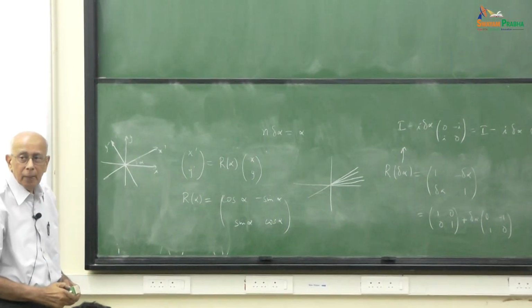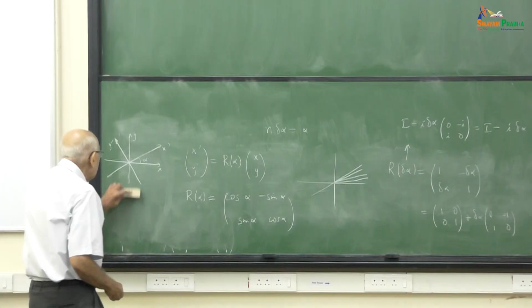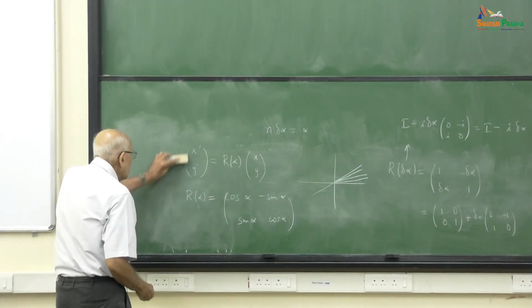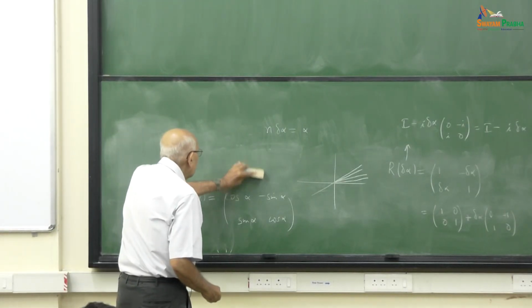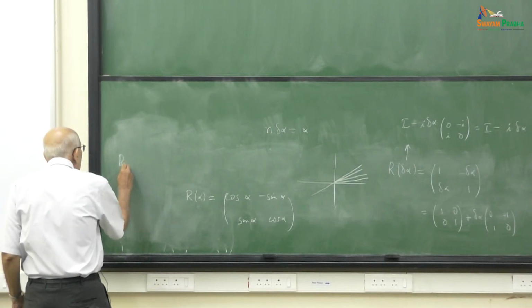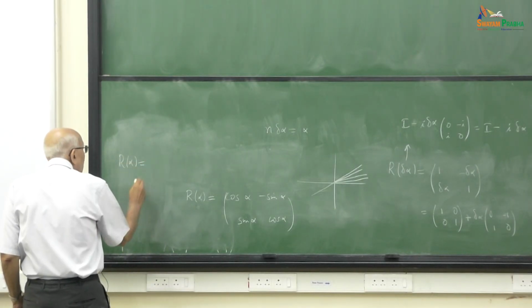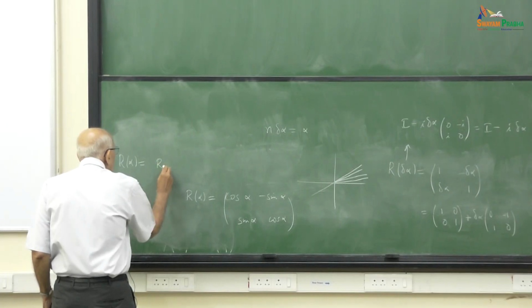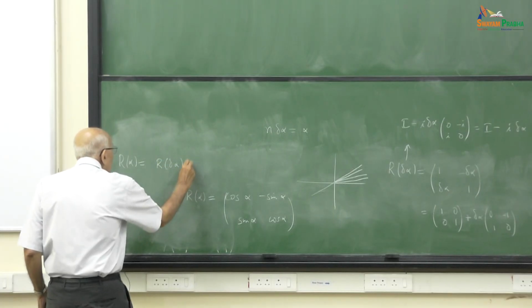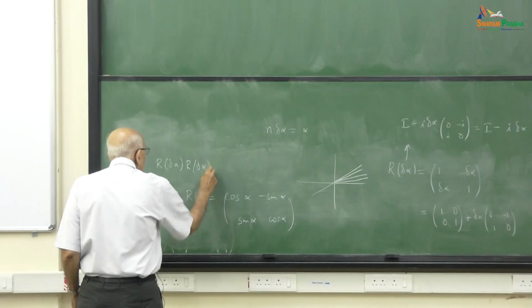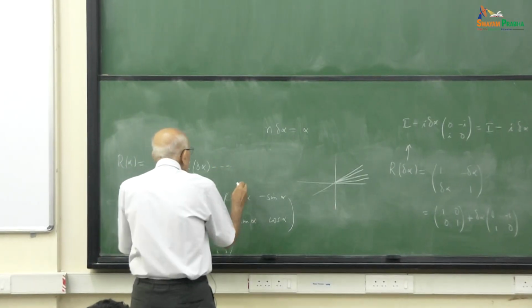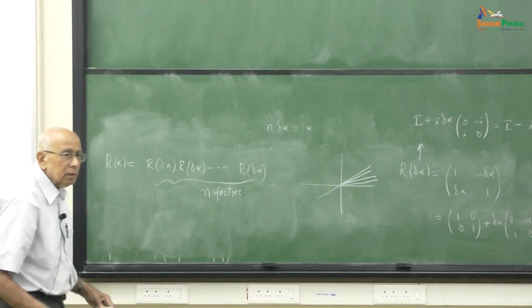Agreed? What do I do next? Well, I argue now that I come back to this matrix. R of alpha is equal to R of delta alpha, R of delta alpha, dot, dot, dot, n factors.